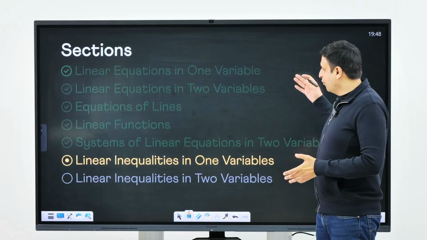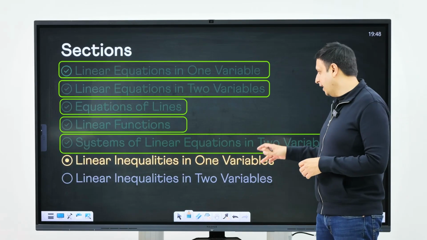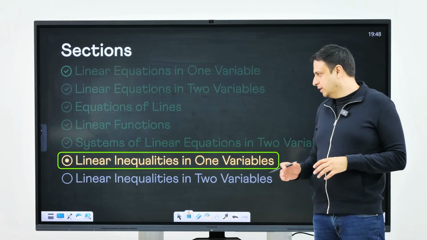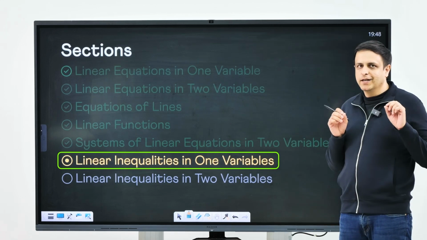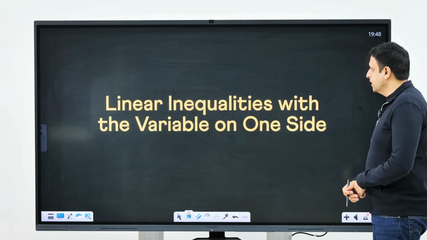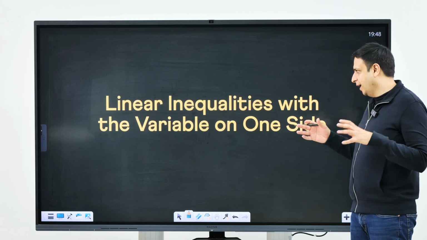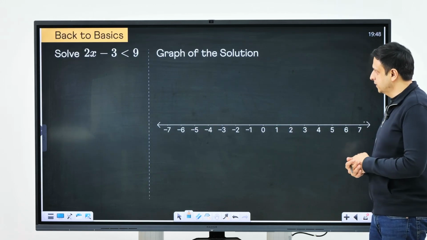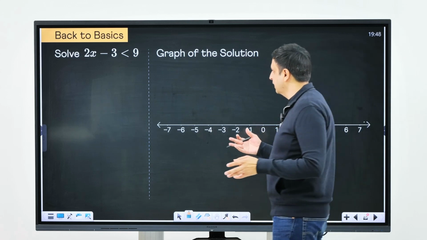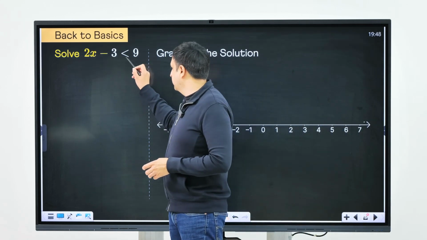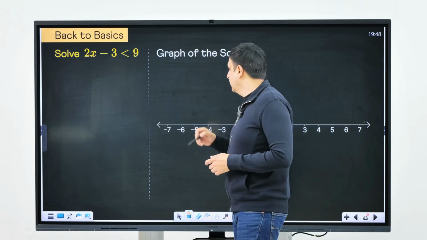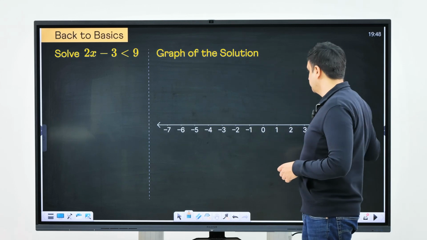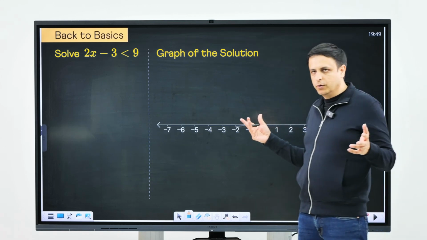Alright, so we have completed 5 of the 7 sections, and now we will do the 6th section, linear inequalities in one variable. So far we did equations, but now we will do linear inequalities with the variable on one side. So let's get started right away with this basic example. Solve 2x minus 3 less than 9 and then graph the solution on this number line. So how do we do this?